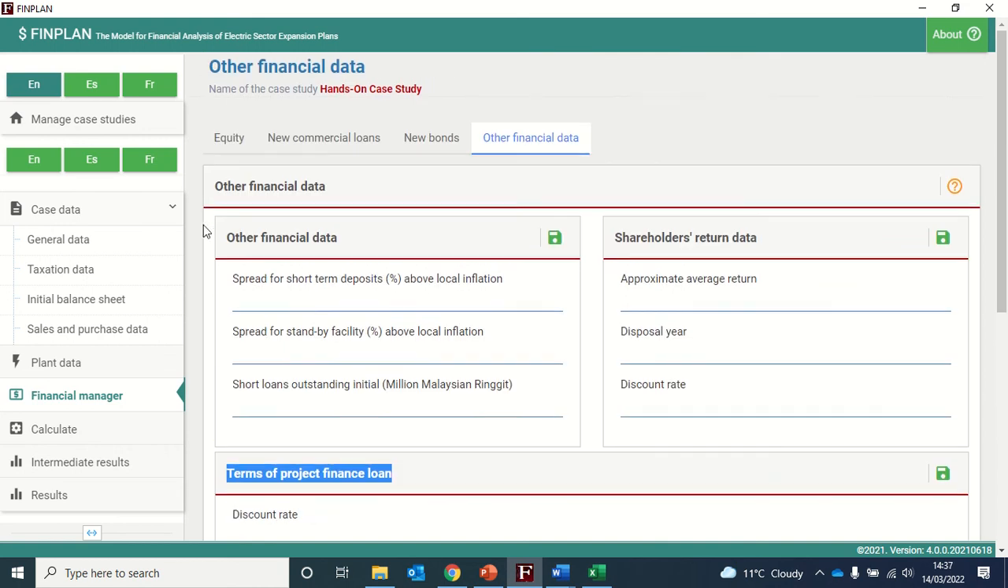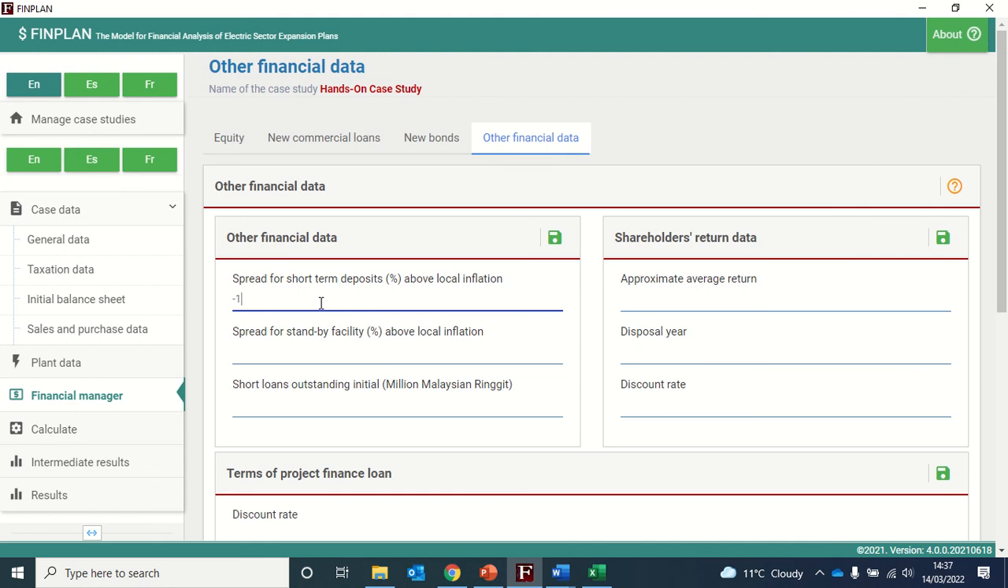So first, we will look at other financial data, which is this first box here. The first entry is spread for short-term deposits above local inflation. Since a short-term deposit provides very small interest, we will put down -1. This means the interest rate on a short-term deposit is 1 percentage point lower than the inflation rate.